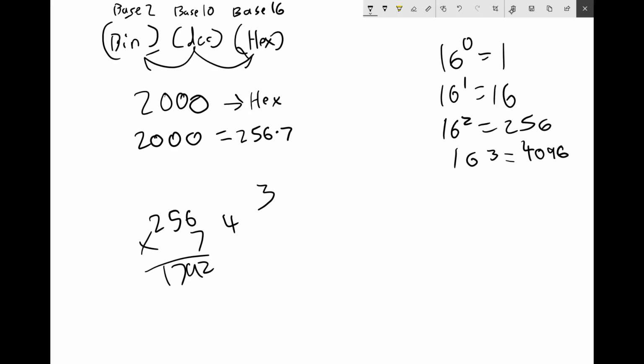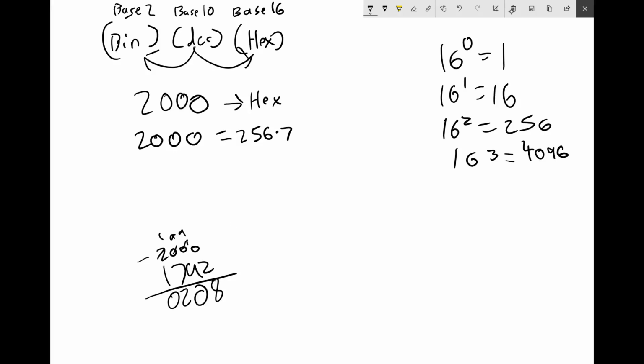However, we still have a remainder of 2000 minus 1792. If we do 2000 minus 1792, we'll find out that it's 208. So now we have 2000 equals 256 times 7 plus 208, and 208 is divisible by 16, so we do plus 16 times, and how many 16s go into 208? Well, we'll have to calculate that ourselves, so let's go.